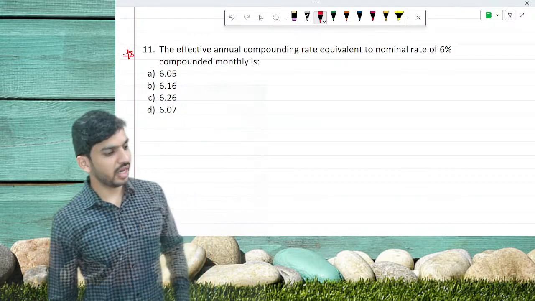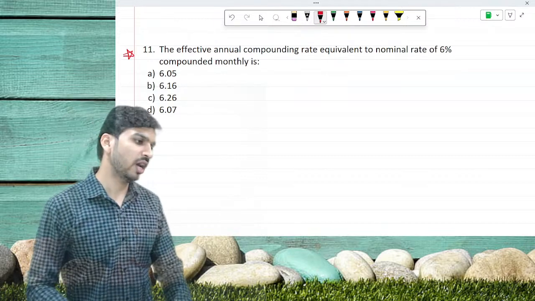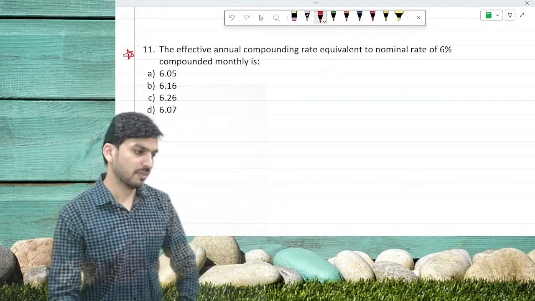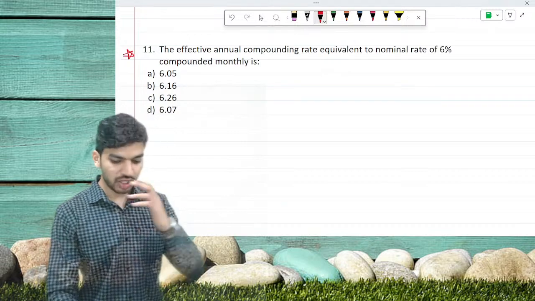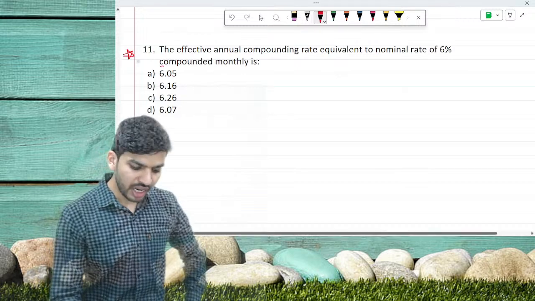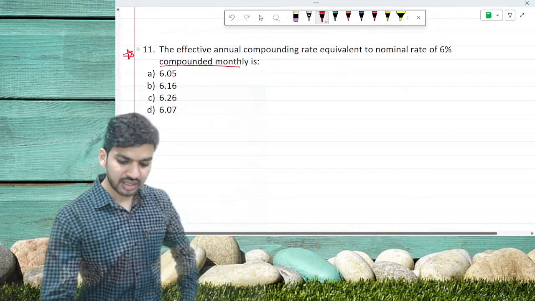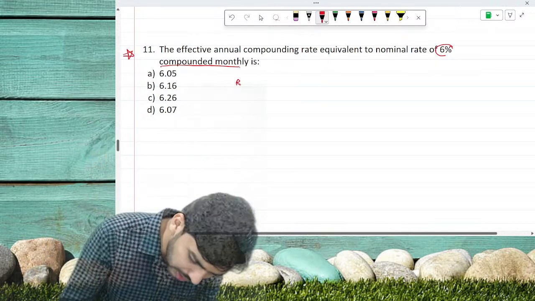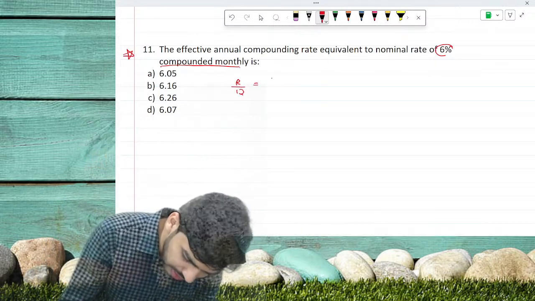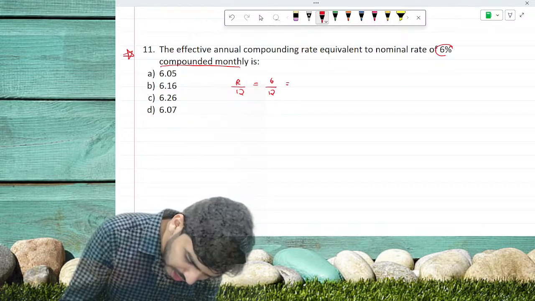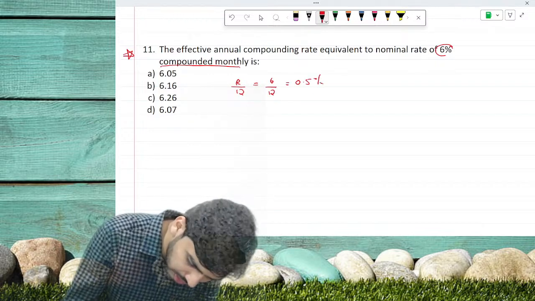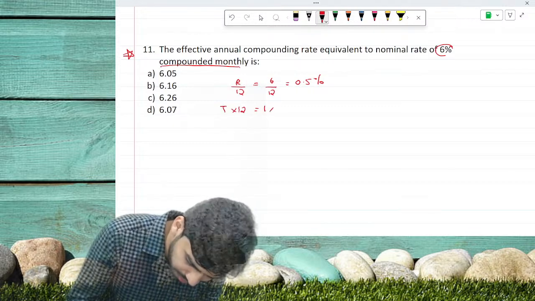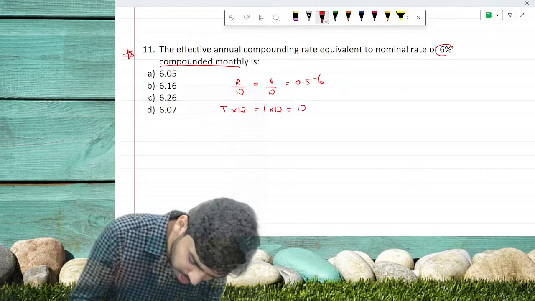6.05, Pranjal, very good. It seems that you have done your studies very well, Pranjal. So now here the question given is compounding monthly, rate of interest is 6%. If it is compounding monthly, the rate should be divided by 12, that is 6 divided by 12, which is 0.5%. And time, if I consider 1 year, should be multiplied by 12. 1 multiplied by 12, it will be 12 times.